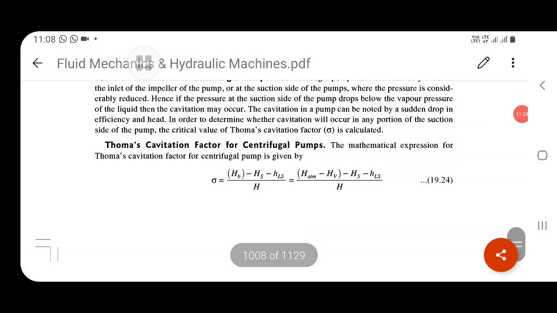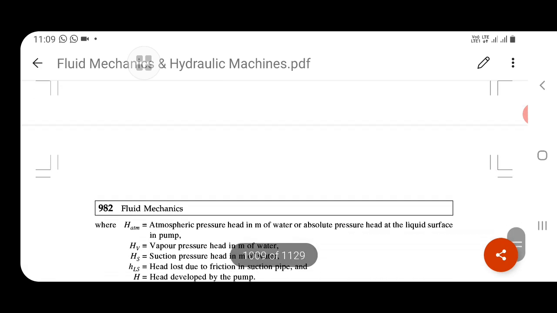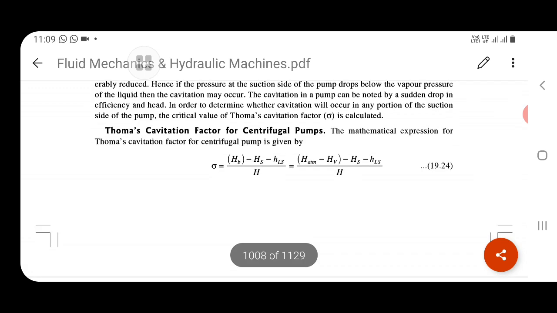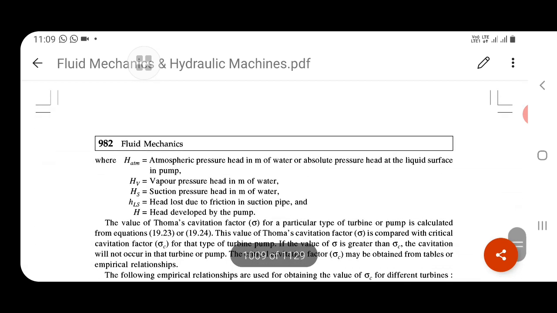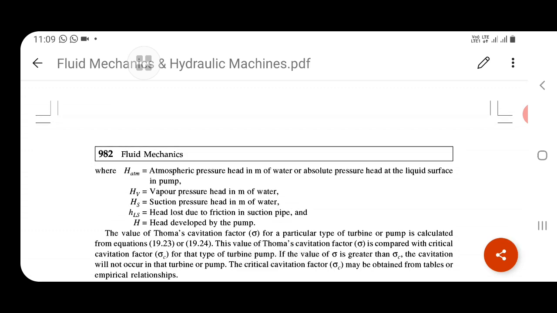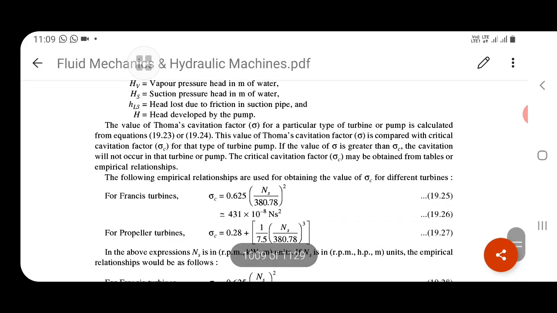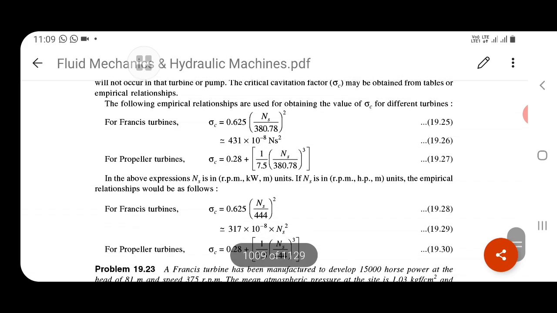So next is the Thoma cavitation factor. Mathematically, it is given by the Thoma cavitation factor. It gives the cavitation in the pump. So sigma is equal to HB minus HS minus HLS upon H, where HB is H atmosphere minus HV minus HS minus HLS upon H. H atmosphere is the atmospheric pressure head of water, HV is the vapor pressure head, HS is the suction head, HLS is the head loss due to friction, and H is the head developed by the pump.